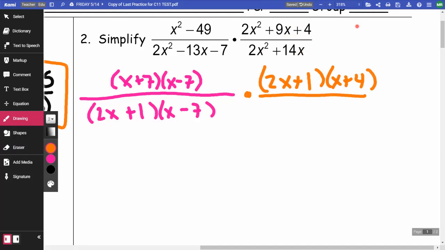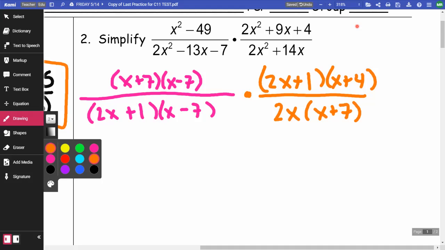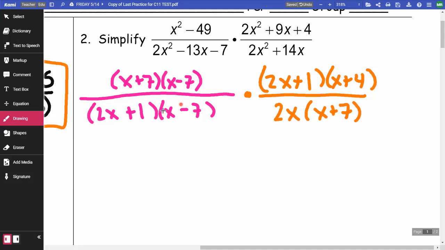So on the bottom, I can factor out a 2x, and I'm going to be left with an x plus 7. And then we want to give our restrictions. Okay, so my restriction for this one is going to be x cannot be negative 1/2. For this one, 7. For 2x, that's going to be 0. And for x plus 7, that is going to be a negative 7. So those are my restrictions.